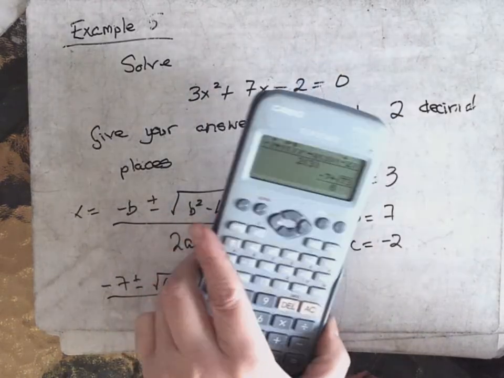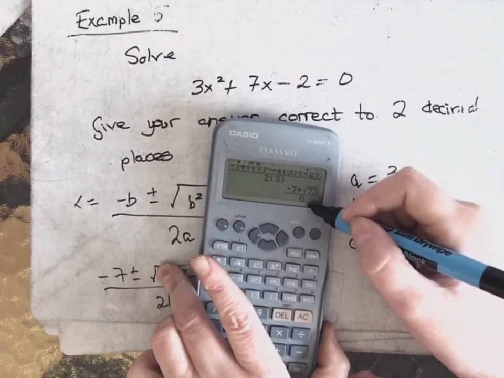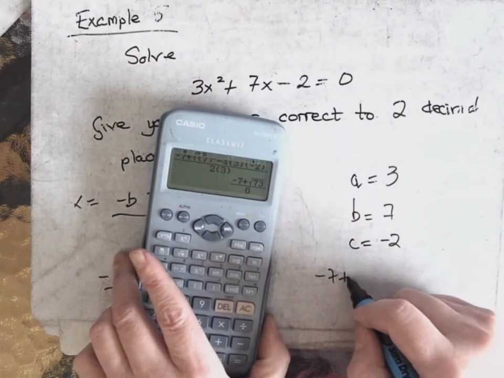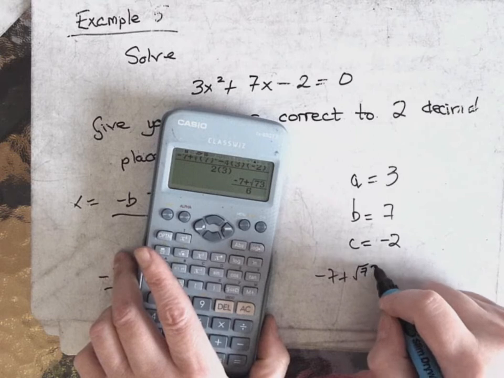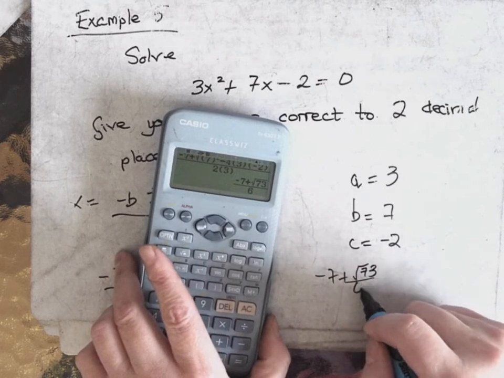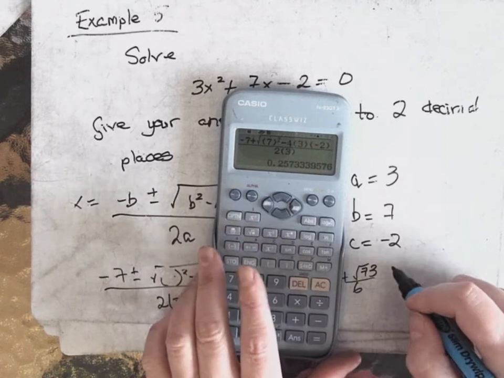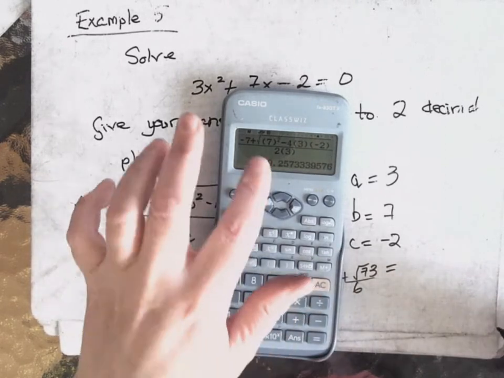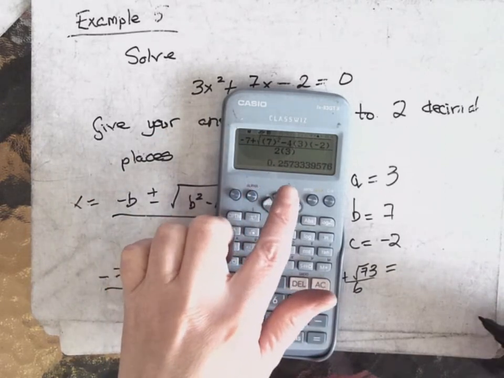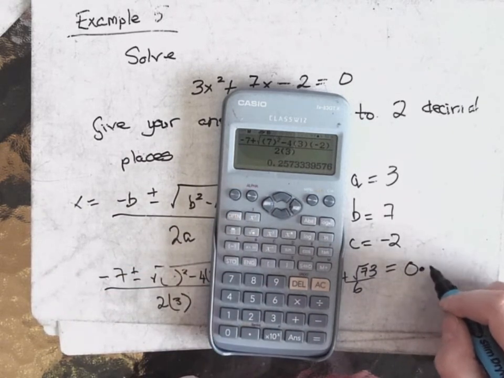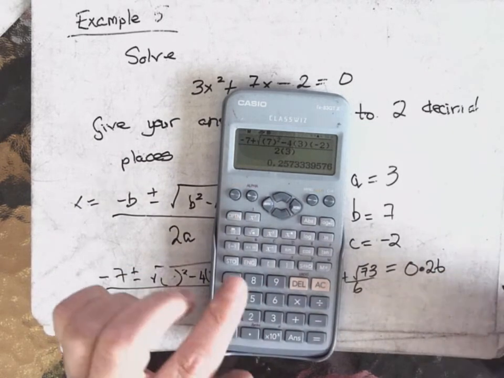As I say, the first answer, girls, is in surd form. So I'm just going to write that down. But they asked me for decimals, so you just press S to D and round it to 2 decimal places. So it's 0.2573 whatever. When that's rounded to 2 decimal places, it's 0.26.